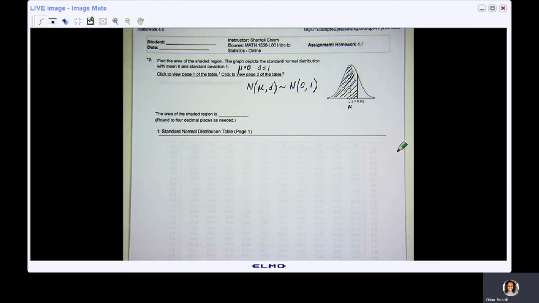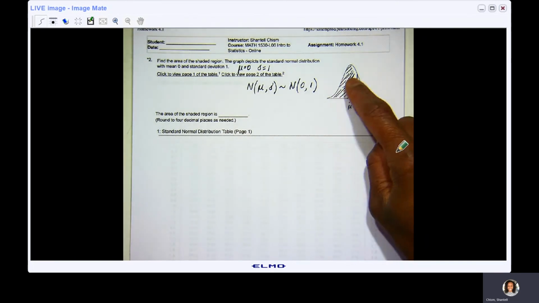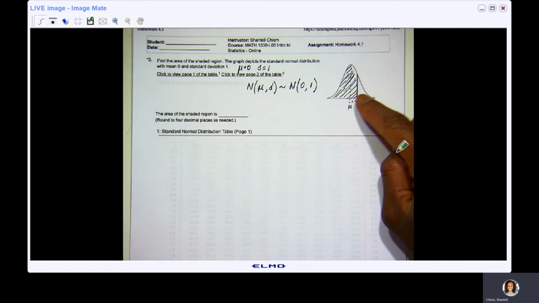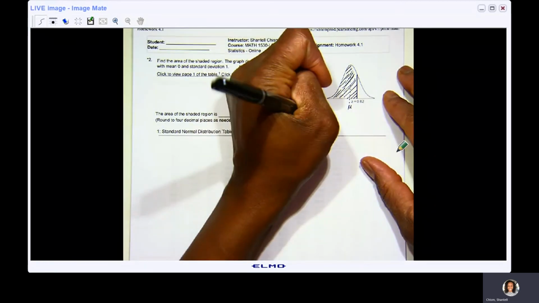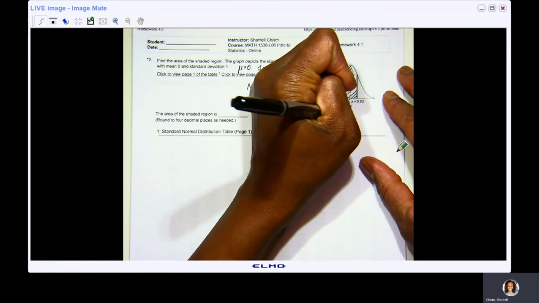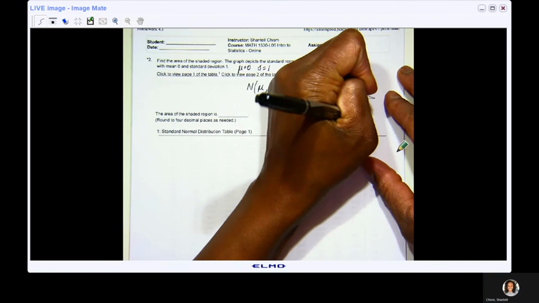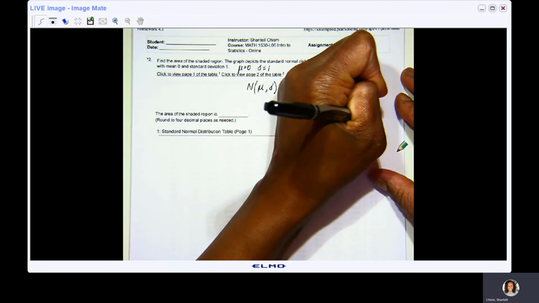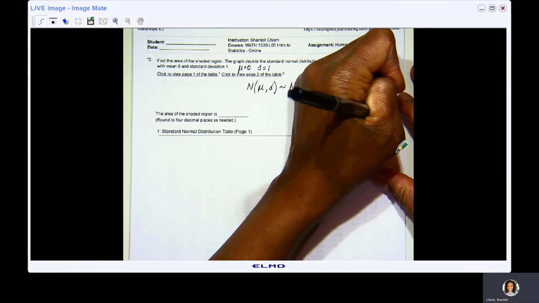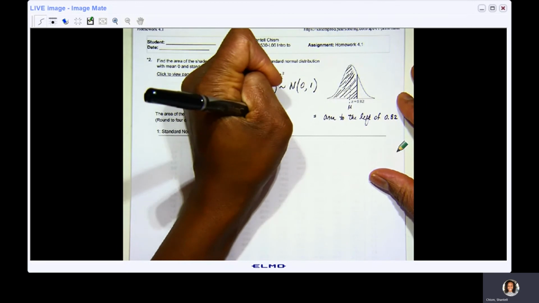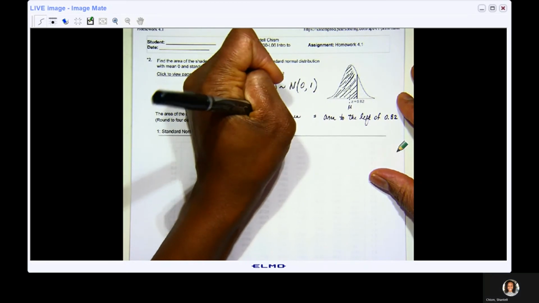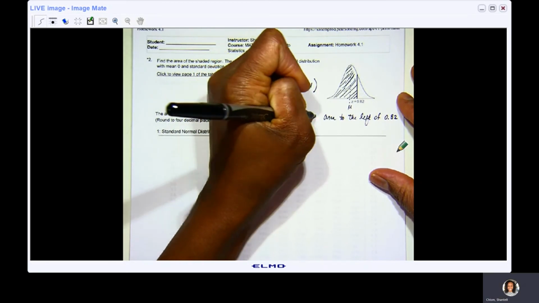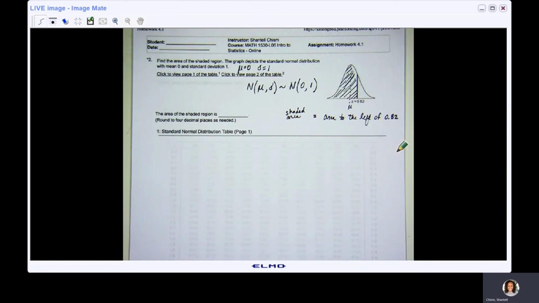All right. Let's get into this. Finding the area under the curve for this shaded region. So this shaded region is the area to the left of 0.82. The shaded region is the area to the left of 0.82.